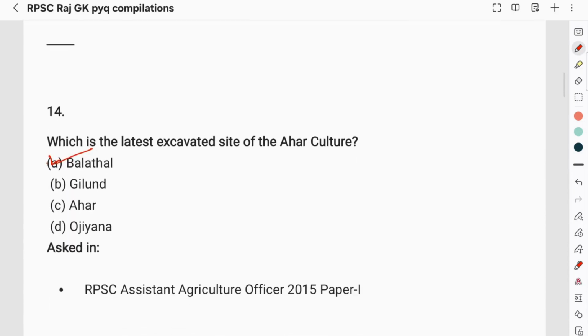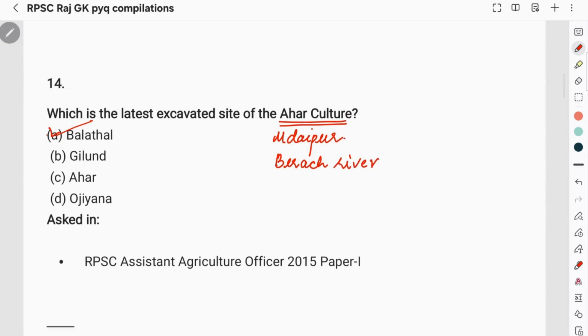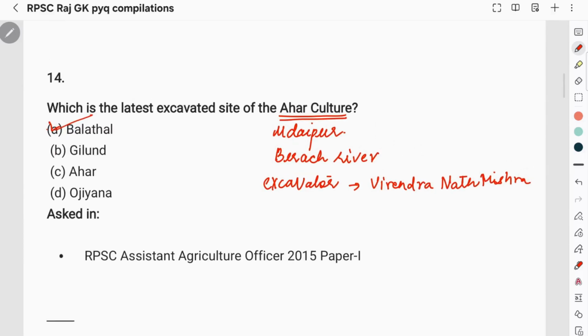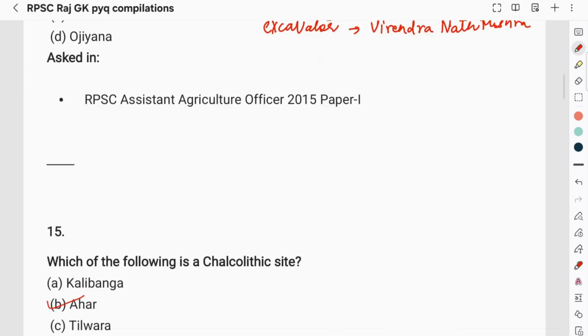Now moving to the next question: which is the latest excavated site of Ahad culture? We discussed it earlier also. It is Balathal. Ahad culture is situated in Udaipur district on the Bedach river, and I hope you remember the name of the excavator, Virendranath Mishra. So you can see the questions are repeating on a continuous basis in different examinations, and if you master these questions, you will be good to go for the RAS Prelims exam.